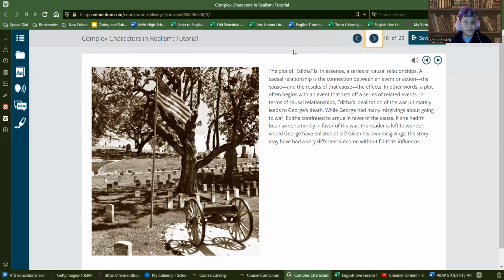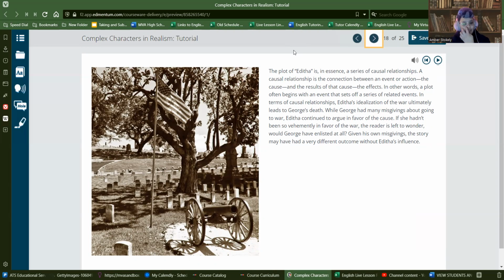So we get into the plot of Editha. So it's not just commentary. There is an actual story that's happening underneath what Howells is trying to say. So the plot of Editha is pretty much a series of causal relationships. It's the ripple effect of Editha and her connections to people and how her views affect each of those people.